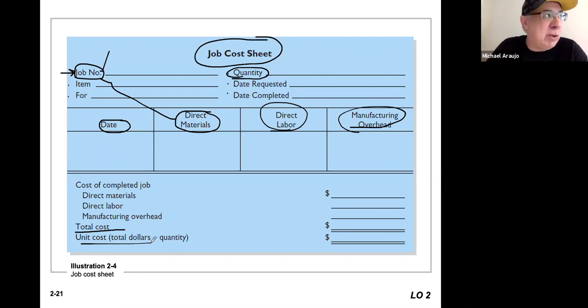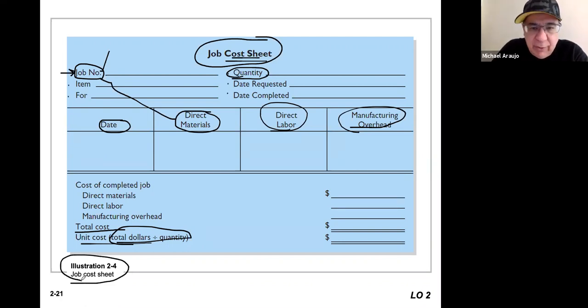If I produced 100 cars, and it cost me $100,000 to produce 100 cars. They'd be pretty cheap cars. But anyway, that would be $1,000 per car unit cost. The total amount of dollars we spent divided by the quantity. Right. So this sheet eventually gets all filled out, but this is a cost control sheet that we use. It has signatures on it, etc. But it's important. It's important because you'll see these filled out as we go through the next couple of parts of the chapter.